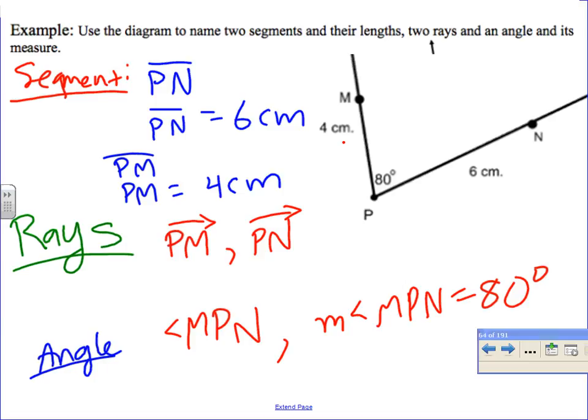No, it's not saying it's congruent. That's what it's equal to. Okay, we're going to talk much more about congruent today, so good question.